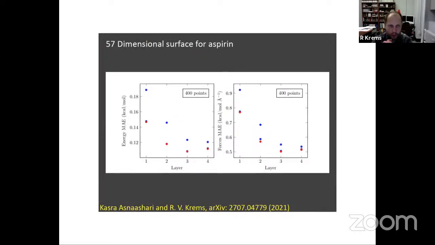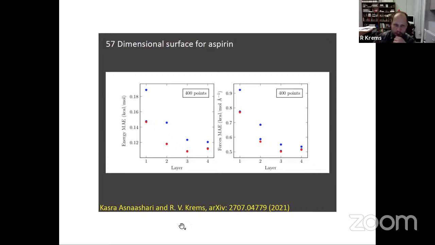So this is for the 57-dimensional surface for aspirin. This is the work of Kasra Esnashari. He's a graduate student in the group as well. So basically, to get this to work, we built on the work by other people who designed the so-called gradient domain machine learning method, which aims to build potential energy surfaces and force fields for polyatomic molecules by training models not only with energies but also with forces.